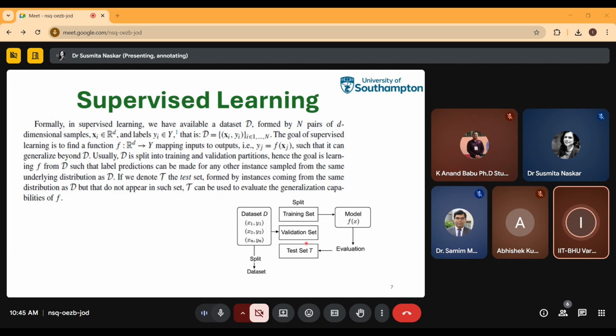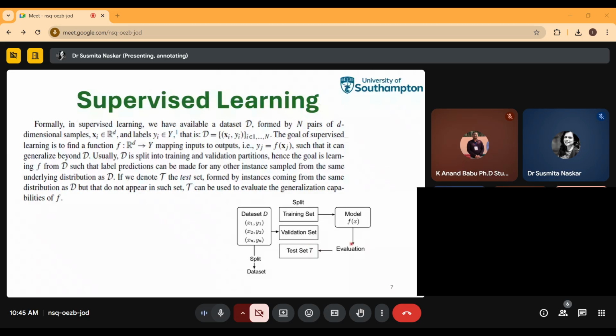Completely unseen data that is used to evaluate how well the model generalizes to new cases, for example, right? So basically, there are three steps to do that, which we also call the data splitting method. First is the training data, second is the validation set, and third is the test data.